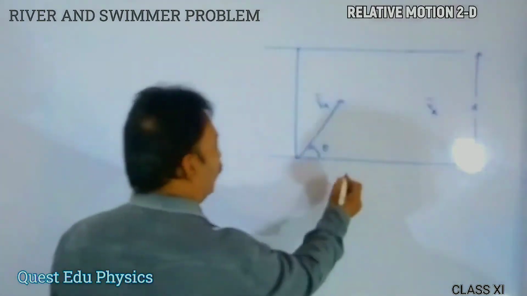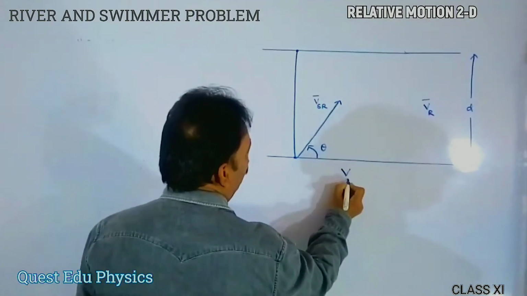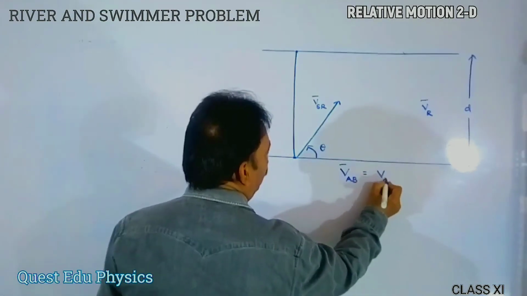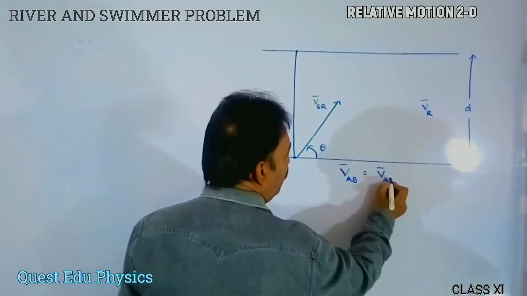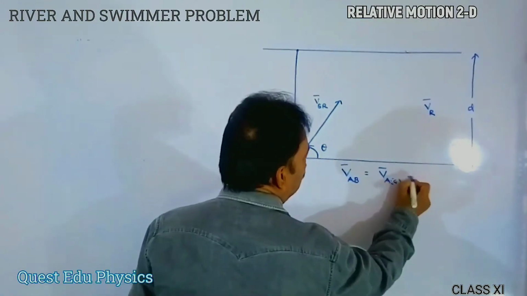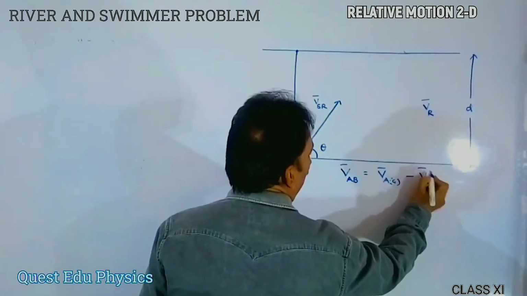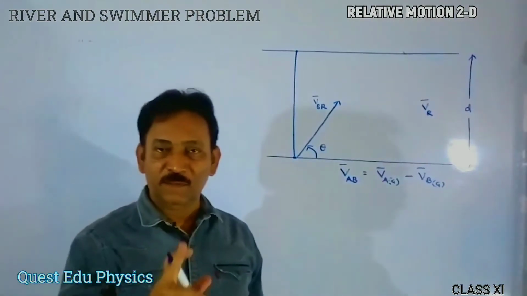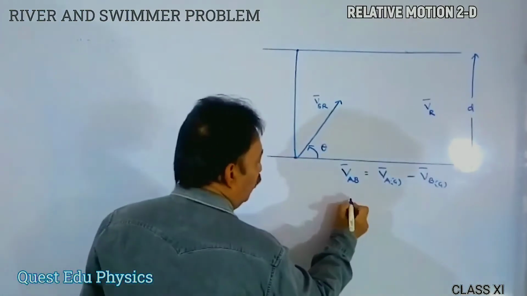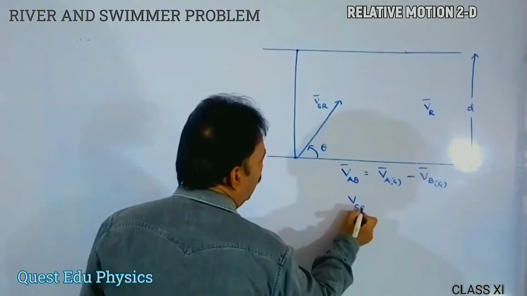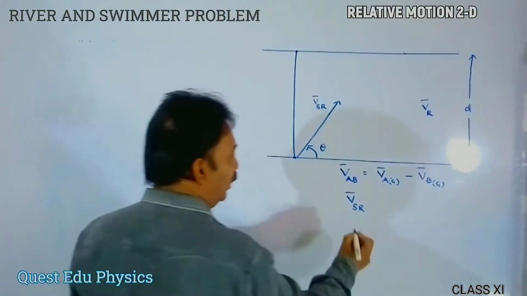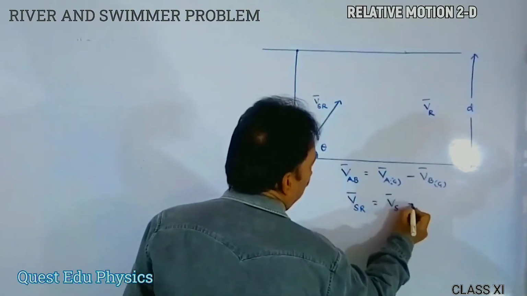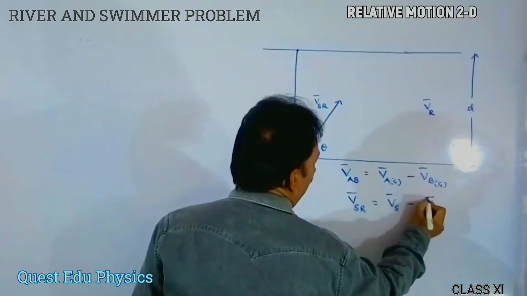And we recall the formula, what we did in triangle law. VAB is equal to VA, means invisibly the G is attached with this, and VB. Okay? Understand? The same can be written here also. Velocity of swimmer with respect to river, relative to river, is equal to velocity of swimmer minus velocity of river.